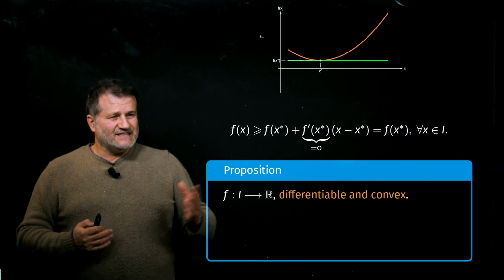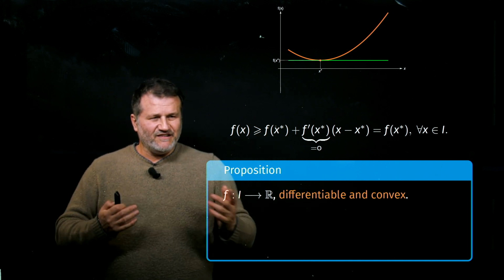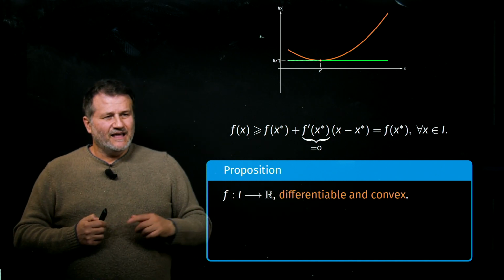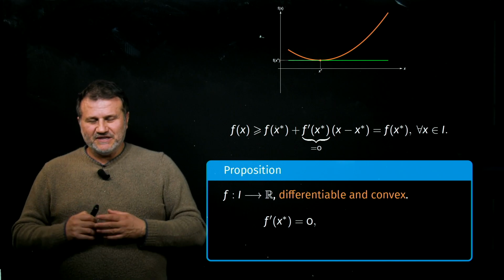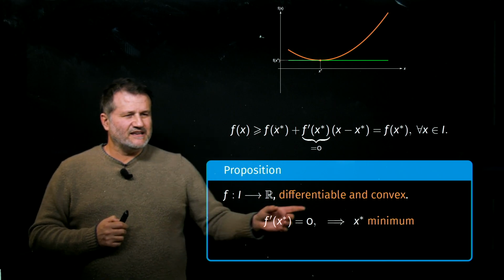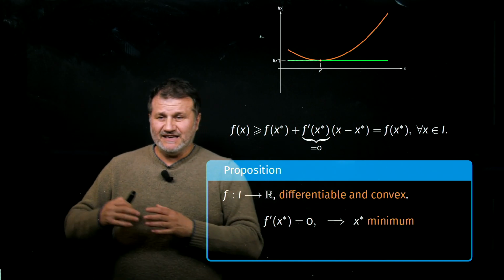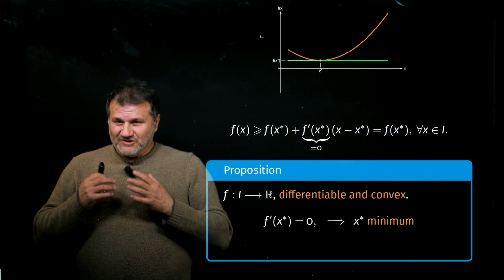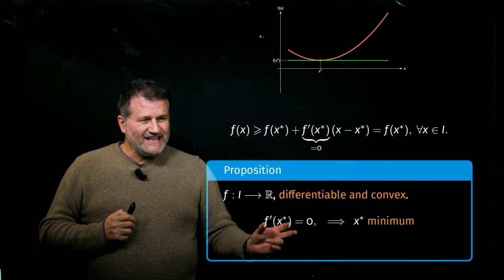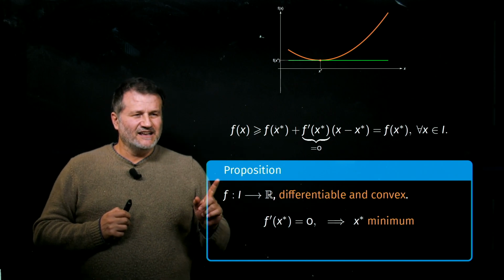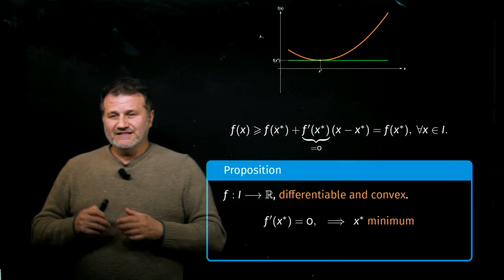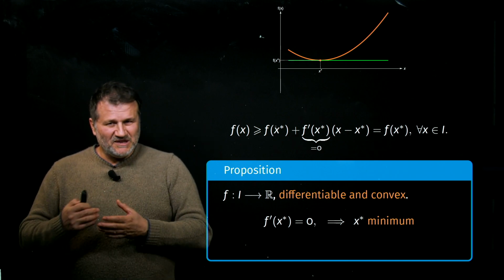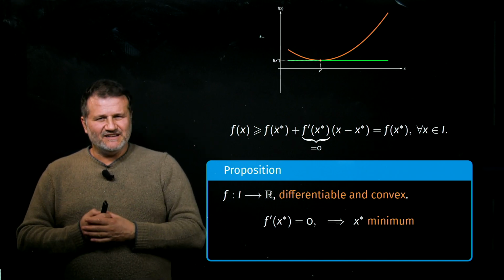And this tells us that if we have a differentiable and convex function on an interval I, and x* is a stationary point for the function, then automatically that point x* is a minimum for the function f on the interval I. So this is very important because it says that in this particular case, the first order condition identifies the minimum point, which is a very nice result.